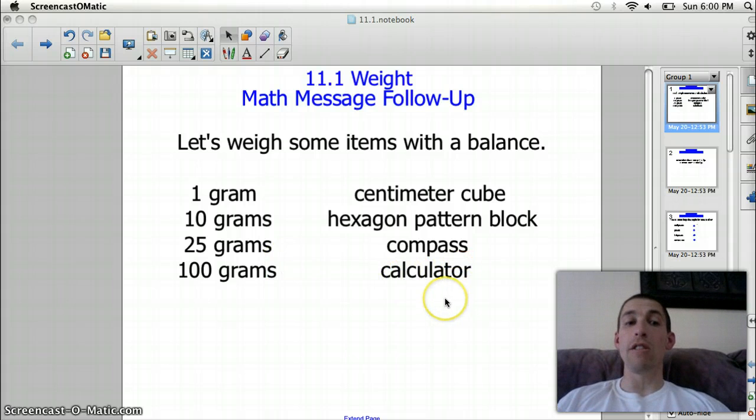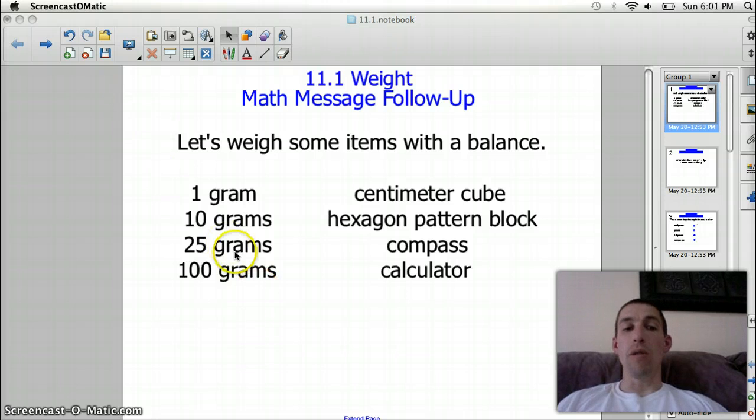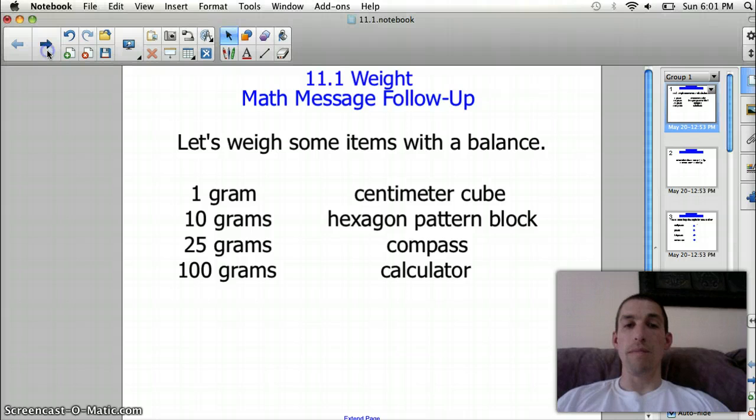Now when we talk about kilograms, that's about the size of a textbook. So a kilo means 1,000. So kilogram means 1,000 grams. Milli is a fraction, which means 1 out of 1,000. So it's 1/1000th of a centimeter cube. That's pretty small. So what we're going to be measuring with is grams today. And so we're going to be going around the classroom looking for those.